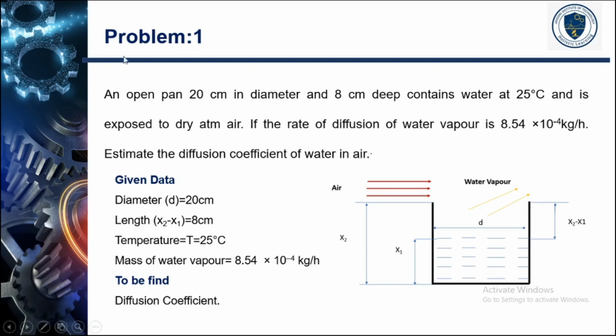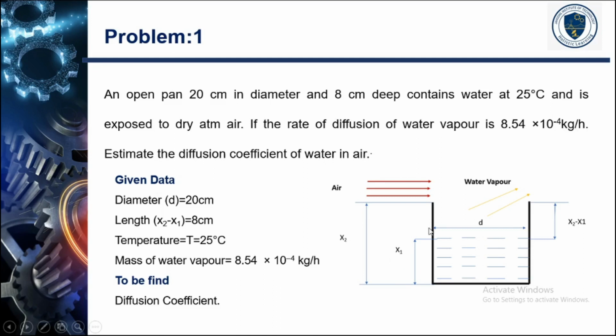So we will take this problem. An open pan of 20 cm in diameter and 8 cm deep contains water at 25 degrees Celsius and is exposed to dry atmospheric air. If the rate of diffusion of water is 8.54 into 10 power minus 4 kg per hour, estimate the diffusion coefficient of the water in air.